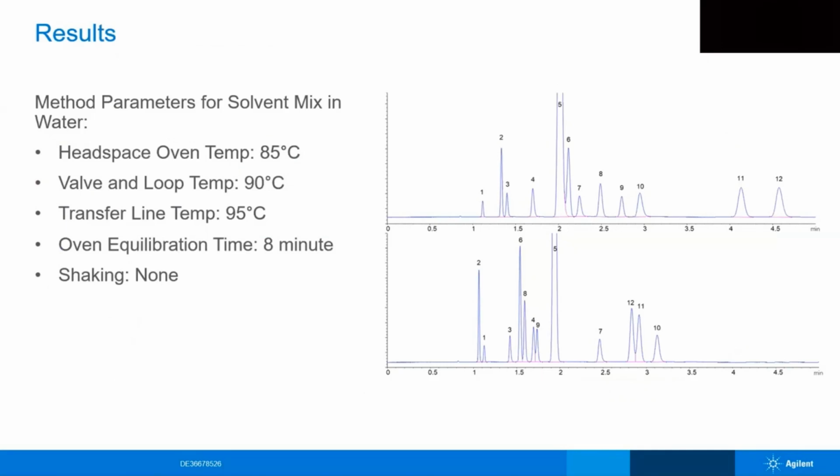And so at the end of our investigation here, this is what a solvent mix looks like. So we settled on a headspace oven temperature of 85 degrees. The 90 degrees and 95 degrees for the valve and transfer line came along as part of the optimization, so we didn't have to do those independently. We saw that the oven equilibration time was optimal at 8 minutes, and we did not need to apply any shaking to get a good response.